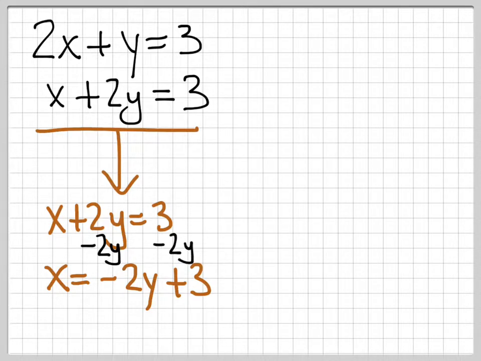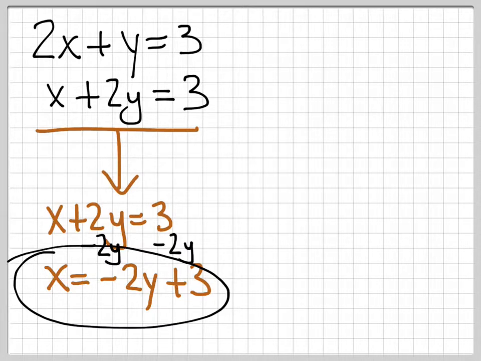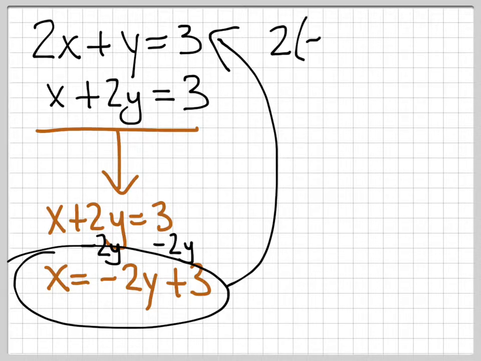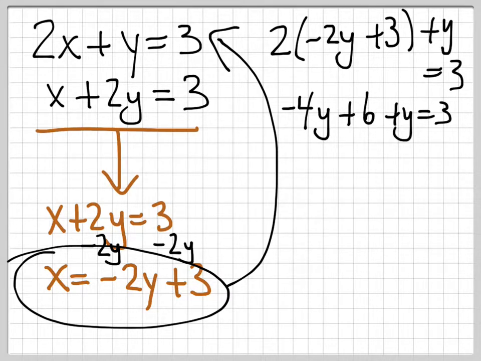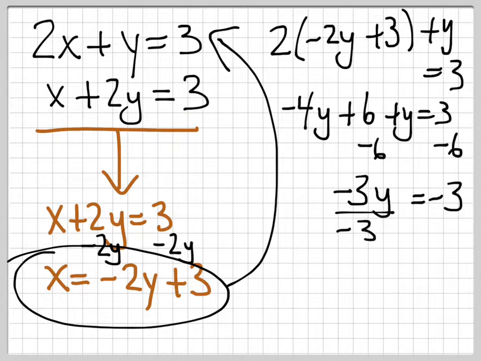So I've done that. I now have a new equation. This is my replacement. I'm going to use it to replace x here. So what do I get? I get 2 times negative 2y plus 3 plus y equals 3. That's negative 4y plus 6 plus y equals 3. Move the 6, and on one side we get negative 3, and negative 4y plus y is negative 3y. So when we divide both sides by negative 3, we get that y equals positive 1.